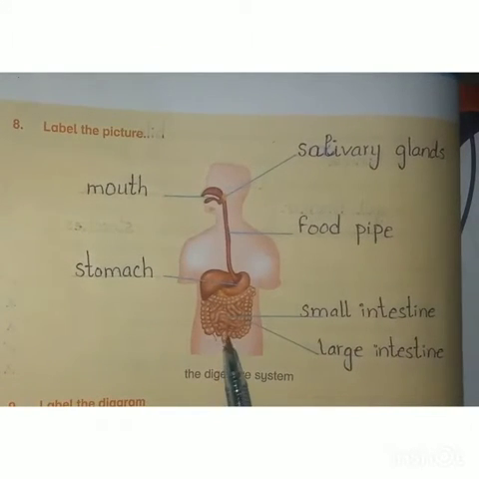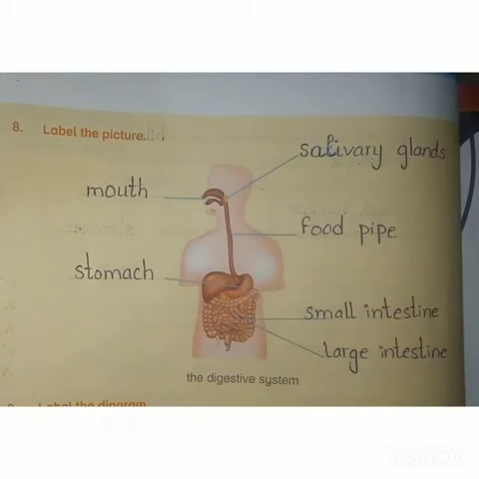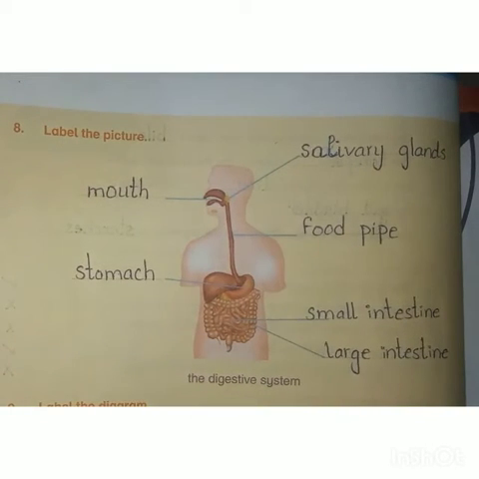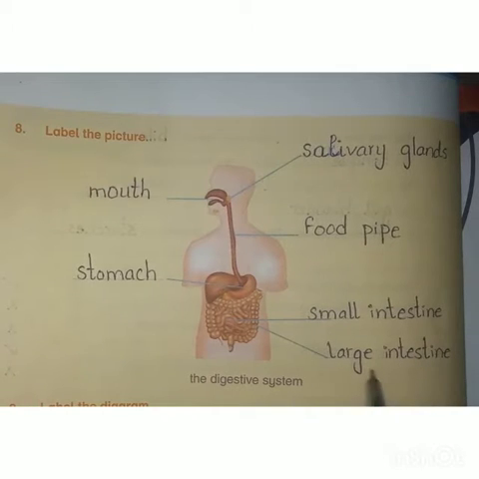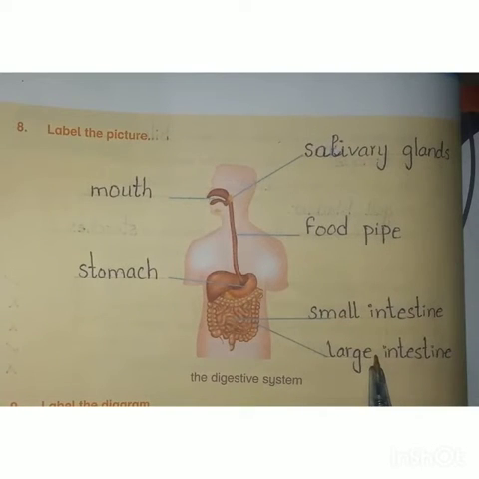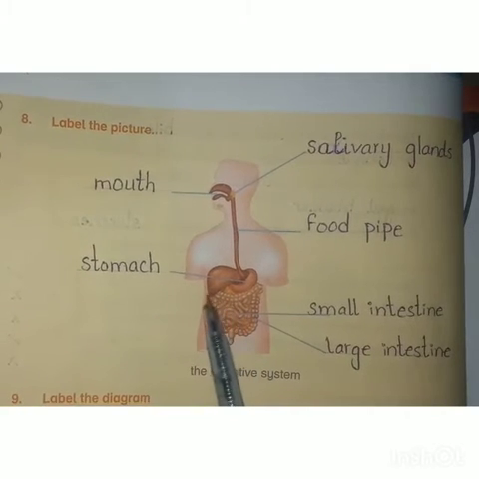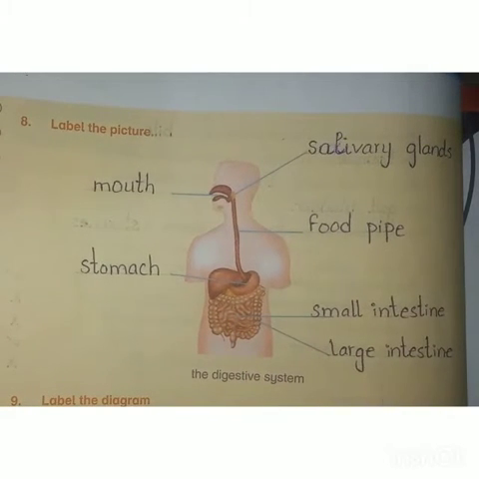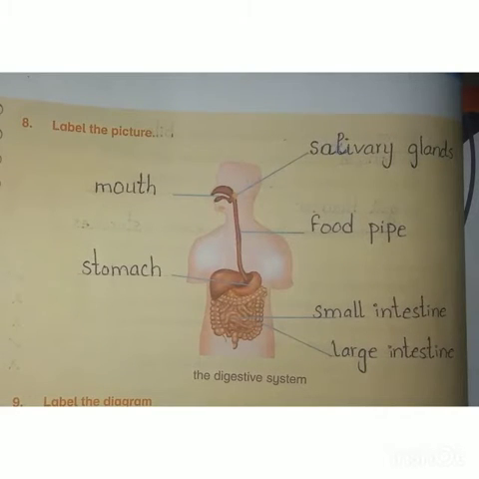Next, this coiled tube is called the large intestine, and the large intestine's diameter is greater than the small intestine's. The small intestine is 1 inch in diameter, while the large intestine is 3 inches in diameter. Meaning the large intestine is wider than the small intestine. You can see this tube is called the large intestine, but the length of the large intestine is smaller than the small intestine. It is 5 feet long.